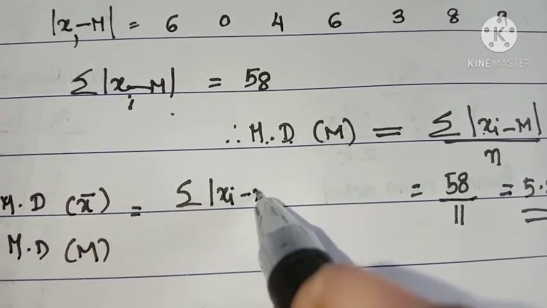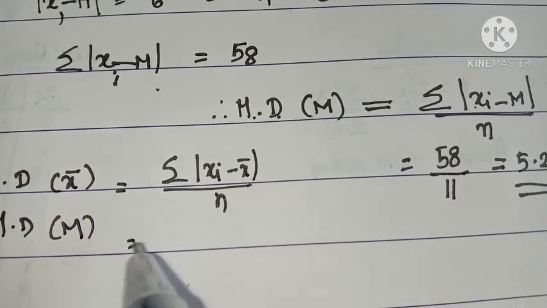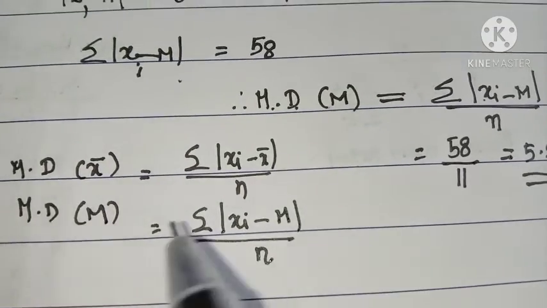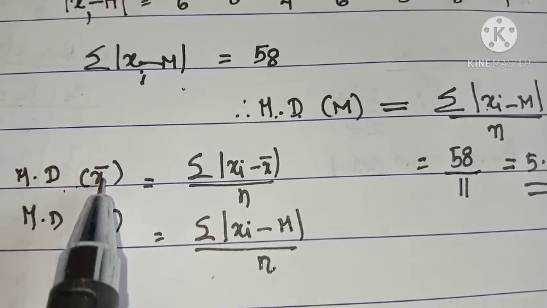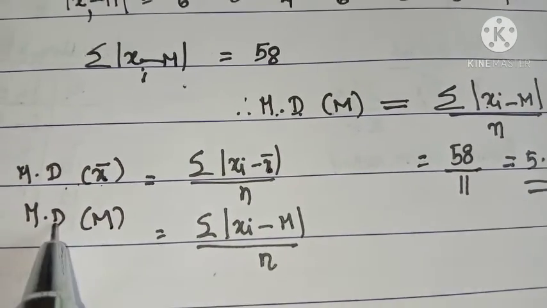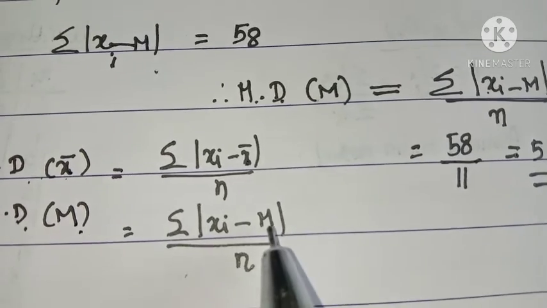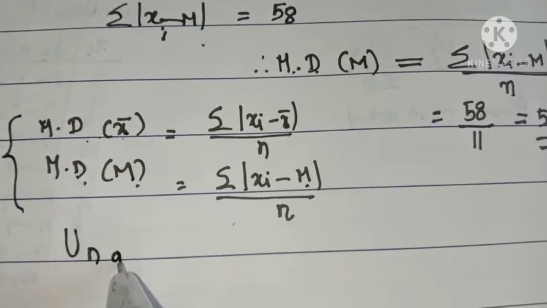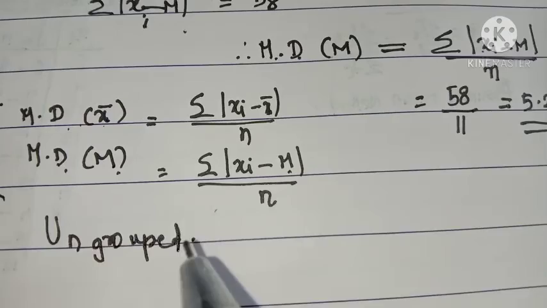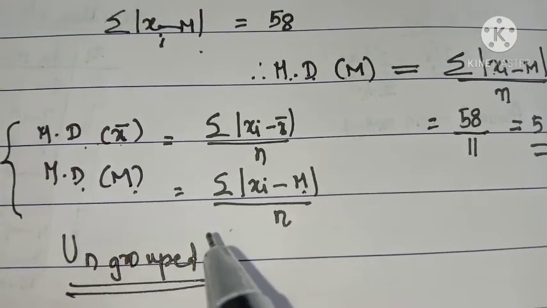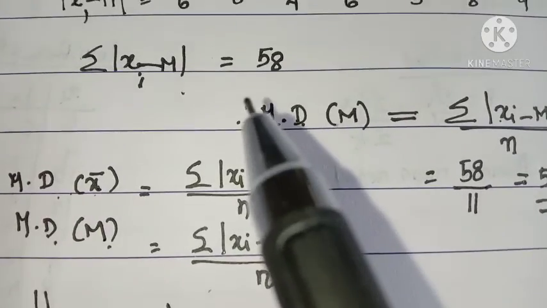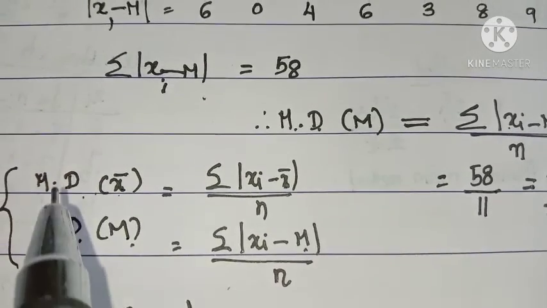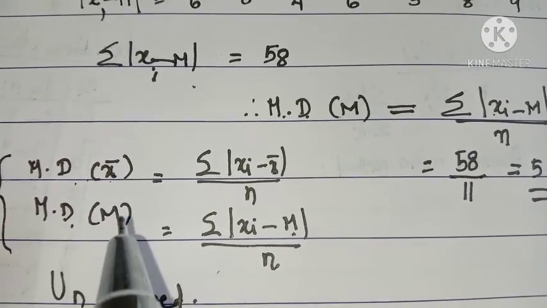So for ungrouped data, the mean deviation about the mean and about the median are obtained by sigma xi minus x bar divided by n and sigma xi minus M divided by n respectively. If it is the mean deviation about mean, we use x bar here; if it is about median, here is the median. That is the difference. Ungrouped data means only values or observations are given. Go through the examples and exercise questions for this type of ungrouped data and find the mean deviation about mean and about median.